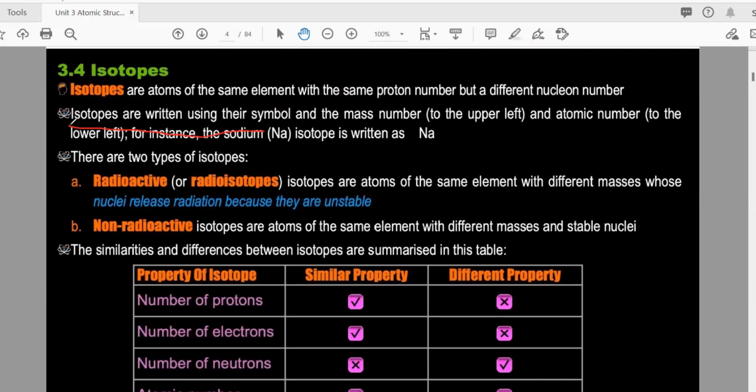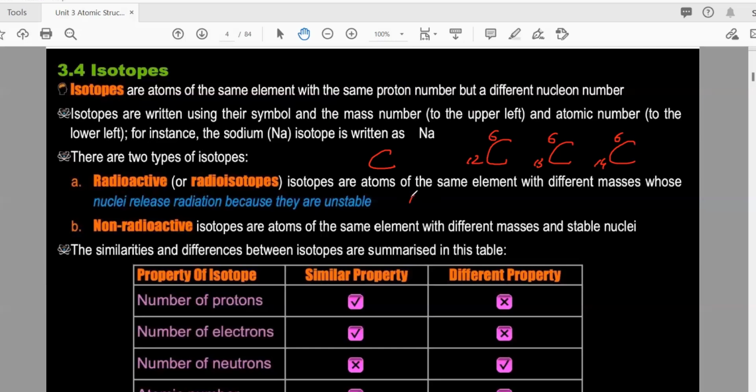Isotopes are written using their symbol, with the mass number at the upper left and the atomic number below. For instance, the sodium isotope is written like this. If there are two isotopes, you will write them in a different way. For example, carbon is an element. It has three isotopes. Here 6, here 12. This is known as carbon 12. The other one is known as carbon 13, 6, 13. The next one is carbon 14, 6, 14.